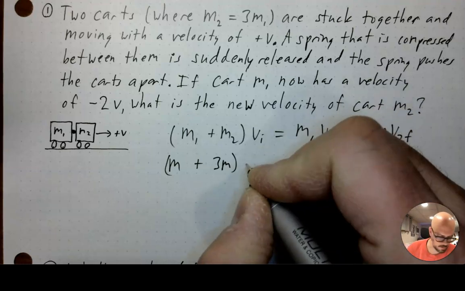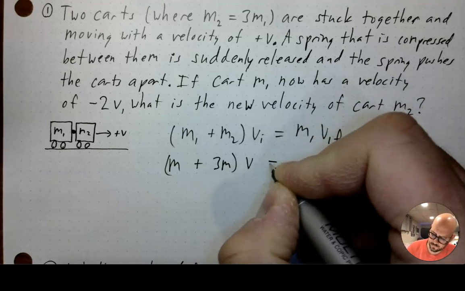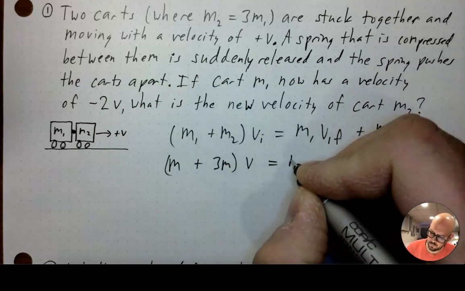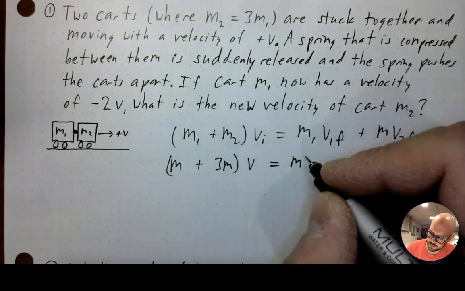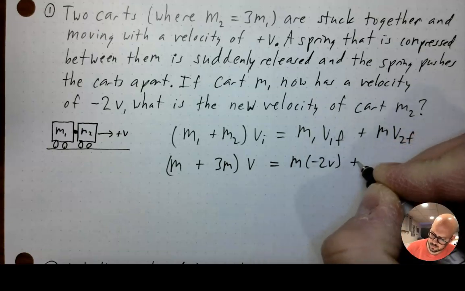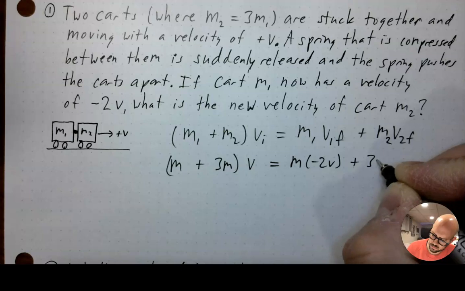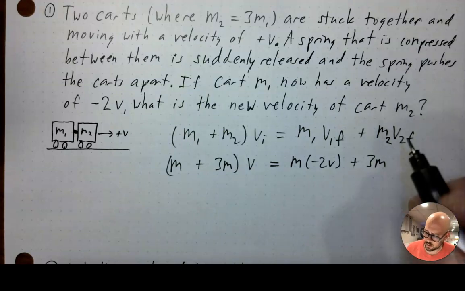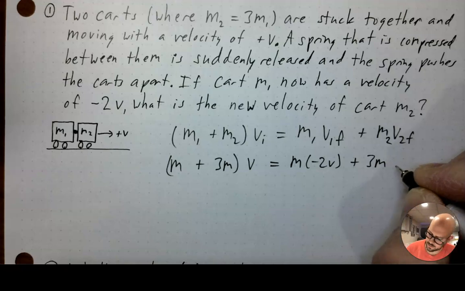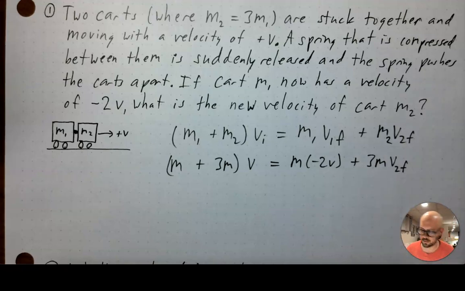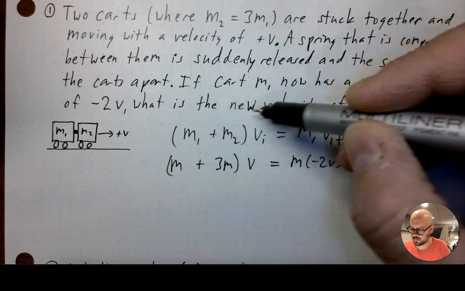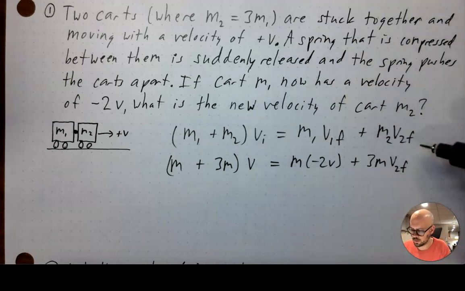They are stuck together, moving with a speed of positive v. And then m1, after that explosion, has a velocity of negative 2v. And then m2 is what we are looking for, the final velocity of that. It can be a little overwhelming in these problems to look at everything and decide, well, what is the variable that I'm solving for? Just keep in mind we're solving for the new velocity of m2, and that's going to be the v2f that I have there. So now I want to simplify everything.